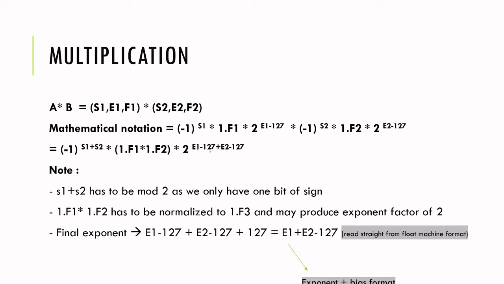So it'll become (E1 minus 127) plus (E2 minus 127) plus 127. If you do the math here, the plus 127 will cancel out one of these, as I show here, and what you would be left with is E1 plus E2 minus 127. This is essentially the original machine format E1 and machine format E2, and you just subtract the bias. Instead of adding the bias, you subtract the bias. So that's the final method.